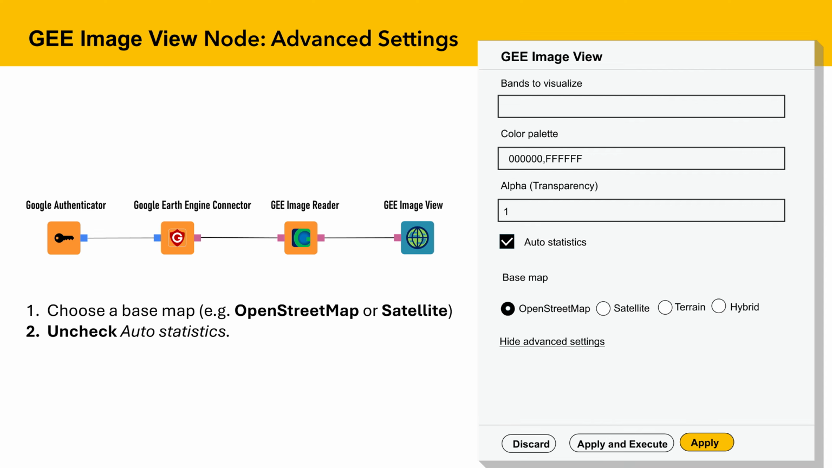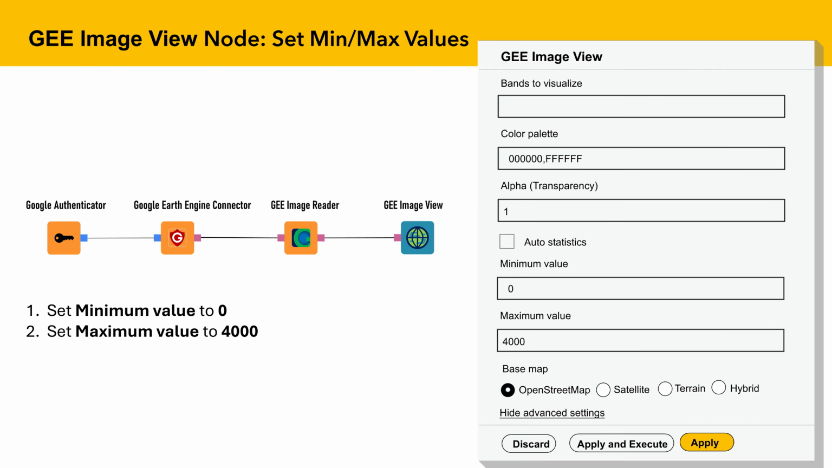In the advanced settings, you can switch the base map. Then we need to uncheck Auto Statistics. This allows us to manually specify the minimum and maximum values used for visualization. By default, the G-Image View node may compute statistics automatically from the data. For global elevation, this can sometimes produce ranges that are too wide or sensitive to outliers. Set the minimum value to 0 and the maximum value to 4000. This enhances contrast in the elevation map so that lowlands, mid-altitude regions, and high mountains can all be distinguished clearly.